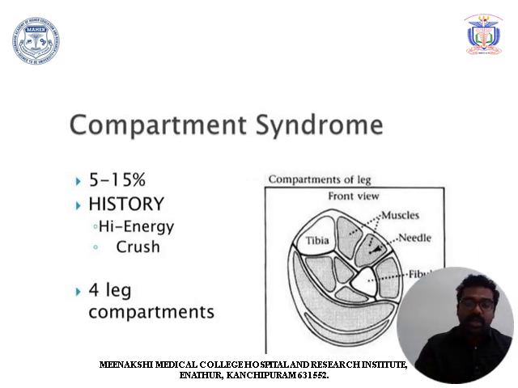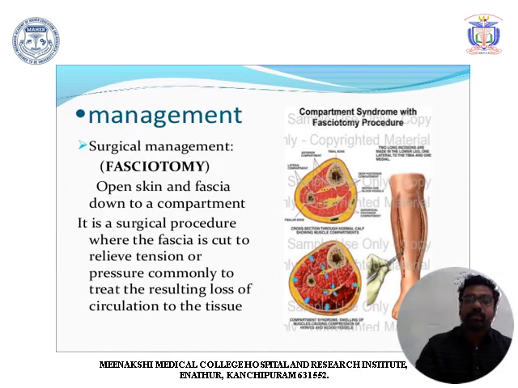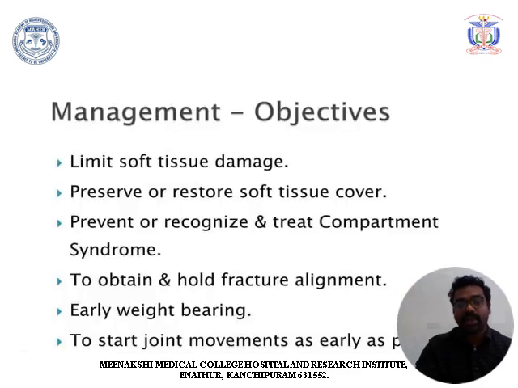So there are 4 compartments: the anterior, the lateral, and the deep and superficial posterior. In a compartment syndrome, whether impending or full-blown, you have to do a fasciotomy, releasing all 4 compartments. There are 2 techniques: one incision 4 compartment release and 2 incision 4 compartment release. Usually in an emergency procedure, it is always preferred that you do a 2 incision 4 compartment release.